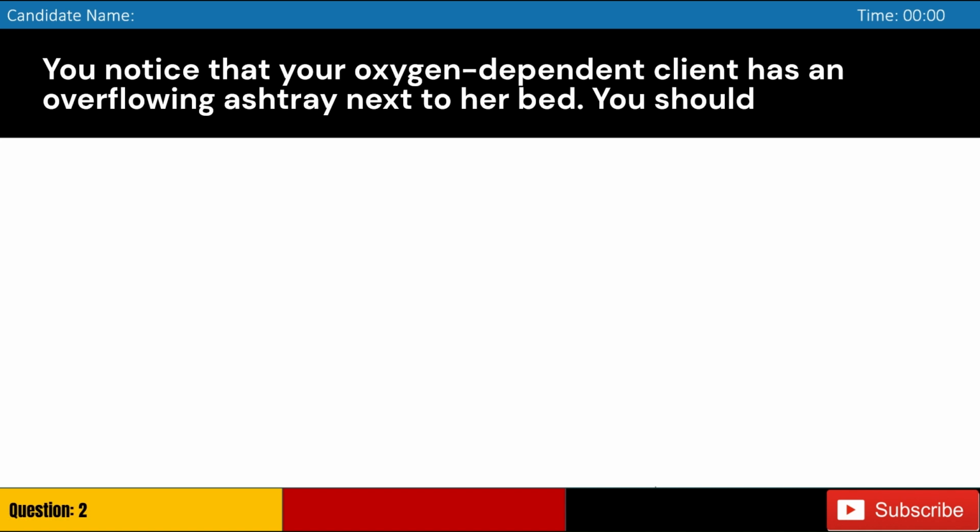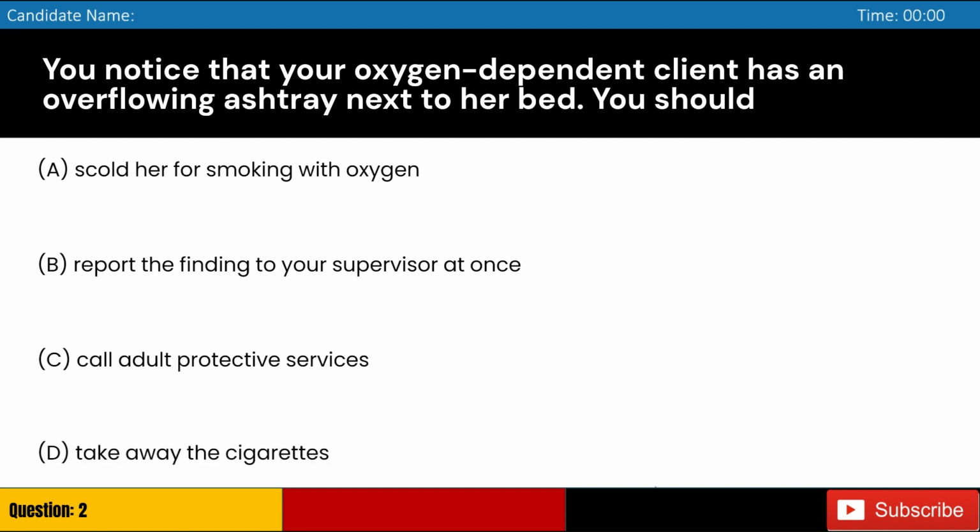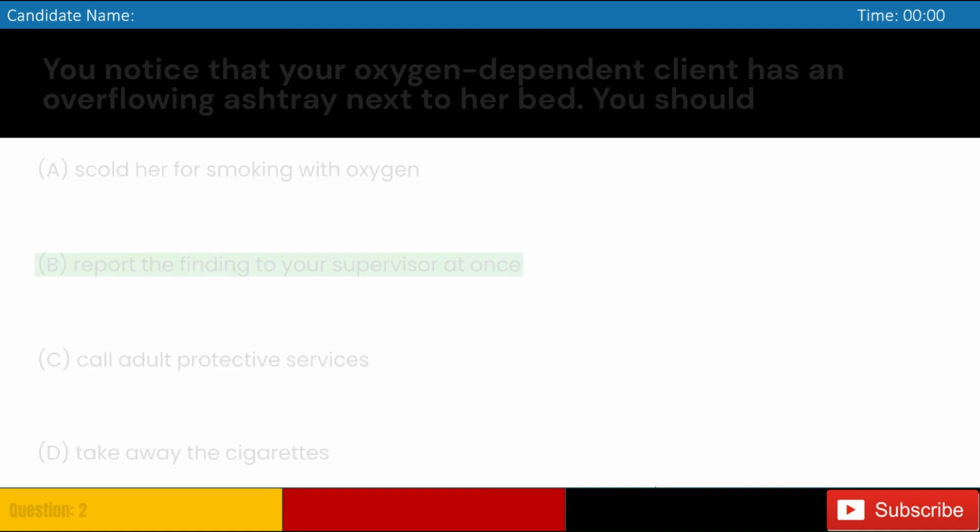You notice that your oxygen-dependent client has an overflowing ashtray next to her bed. You should A. Scold her for smoking with oxygen. B. Report the finding to your supervisor at once. C. Call Adult Protective Services. D. Take away the cigarettes. Answer B. Report the finding to your supervisor at once.